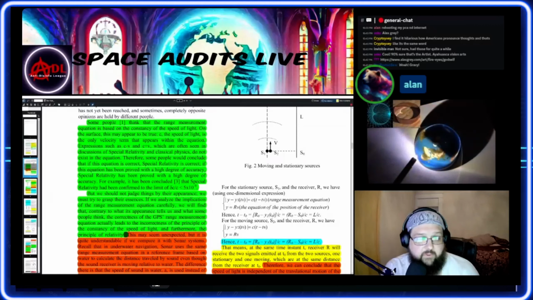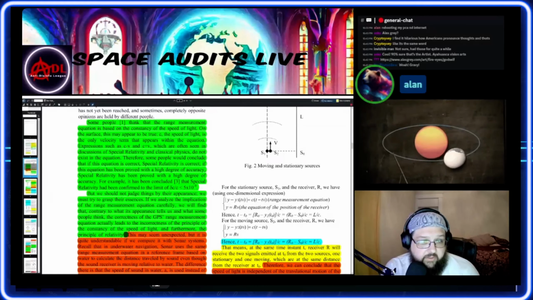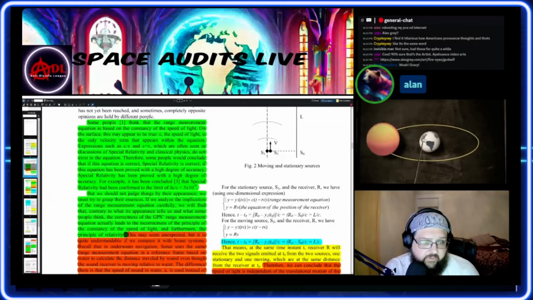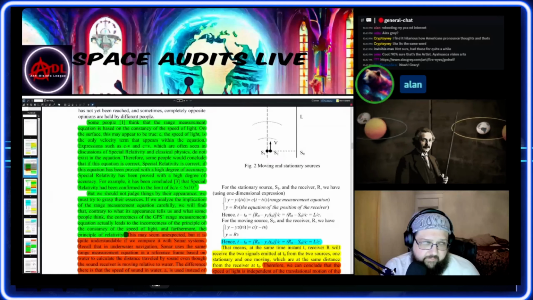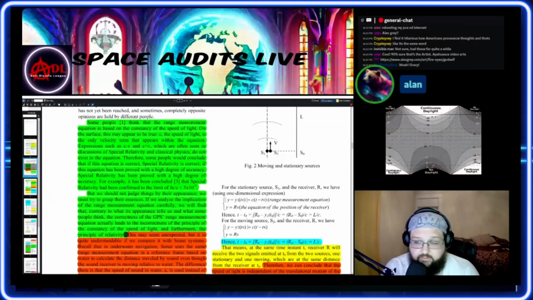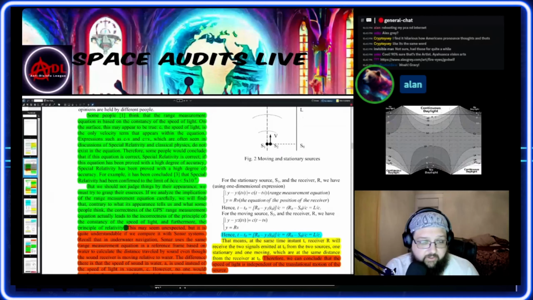If this equation has been proved to a high degree of accuracy, then special relativity has been proved to a high degree of accuracy. For example, it has been concluded that special relativity has been confirmed to delta C over C less than 5 times 10 to the minus 9. So, really small, precise measurement or whatever they want to call it or pretend.